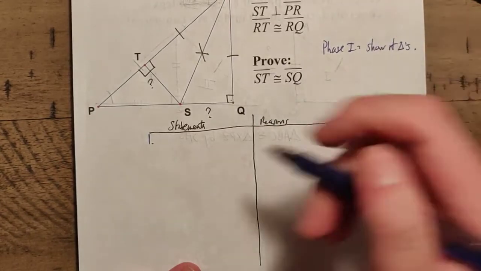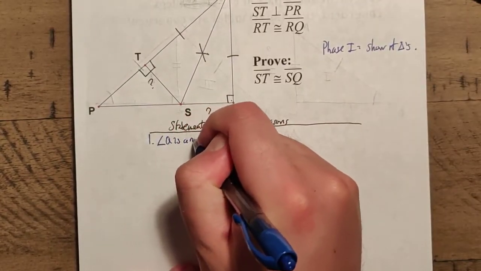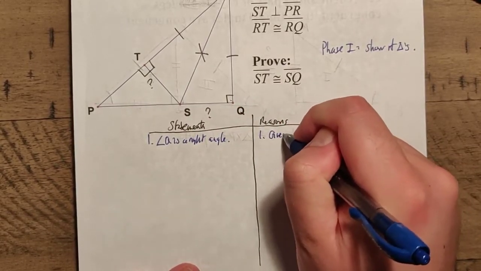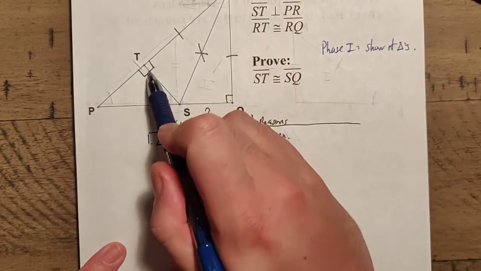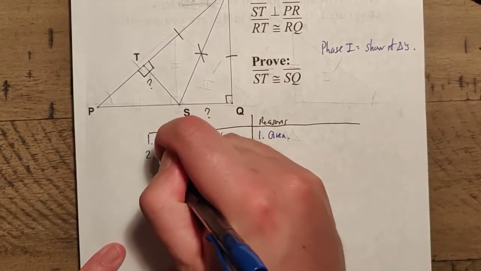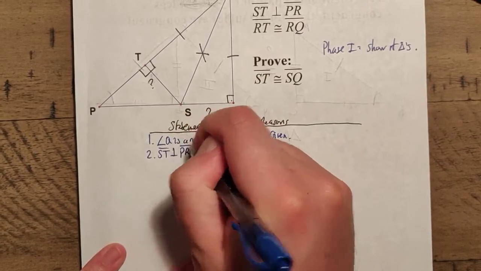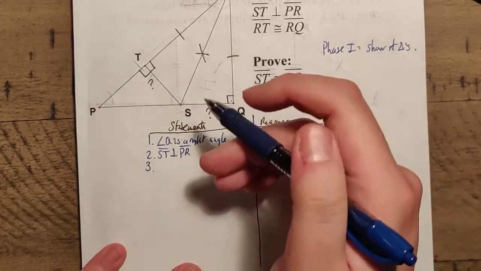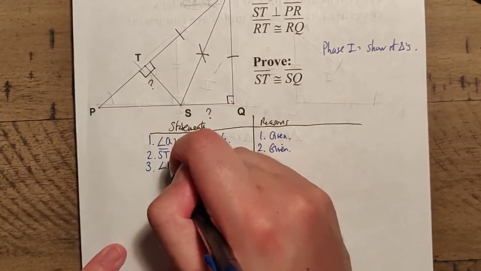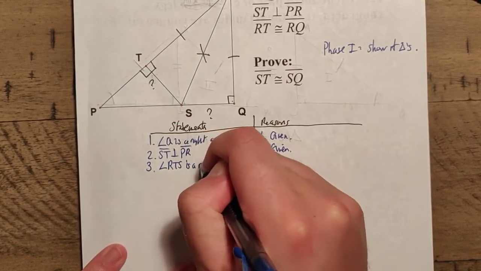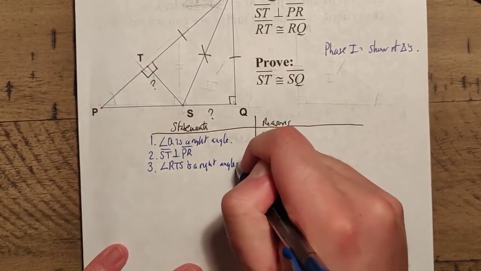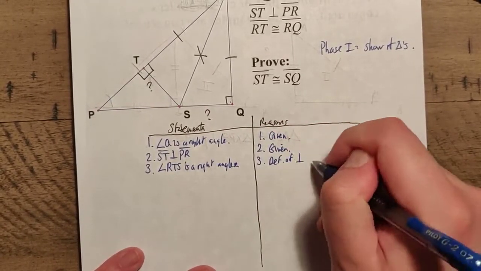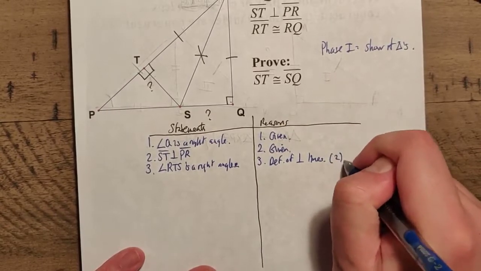This is clearly a right angle because they told us, so I can mention that here. Angle Q is a right angle, and that's given to us. And we know the other is a right angle because we have perpendicular lines. So ST is perpendicular to PR, and that's also given to us. That makes angle RTS a right angle, and the reason is the definition of perpendicular lines, from step 2.